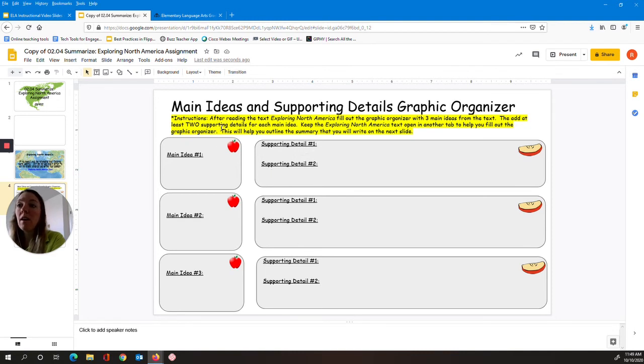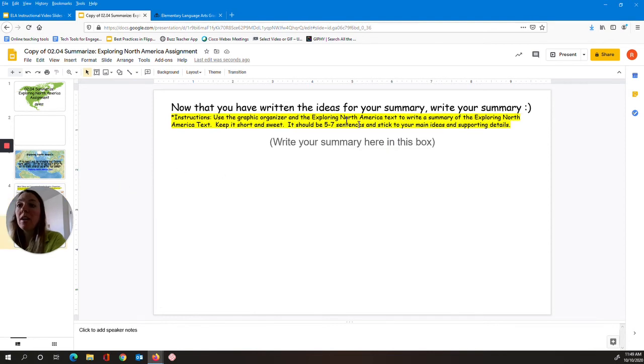And so it says, after reading the text, Exploring North America, fill out the graphic organizer with 3 main ideas from the text. Then add at least 2 supporting details for each main idea. Keep the Exploring North America text open in another tab to help you fill out the graphic organizer. This will help you outline the summary that you will write on the next slide. So this is your graphic organizer for this lesson to help you get ready for your summary. And then the last page is to write your summary.